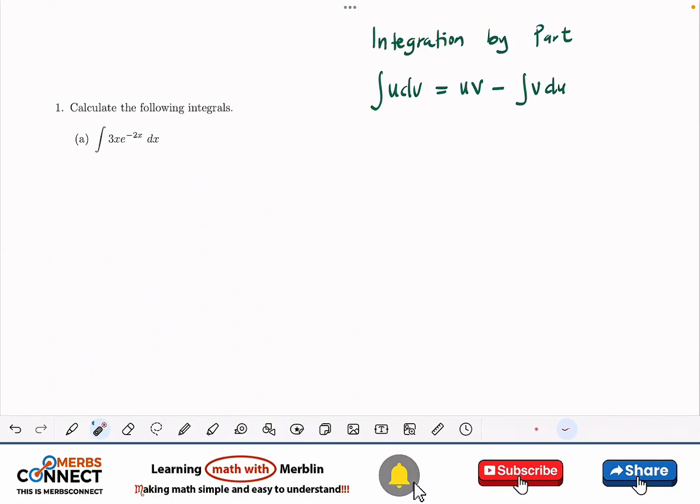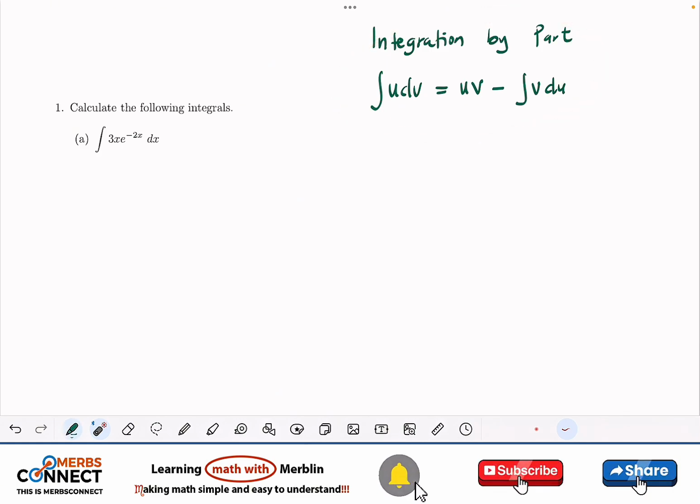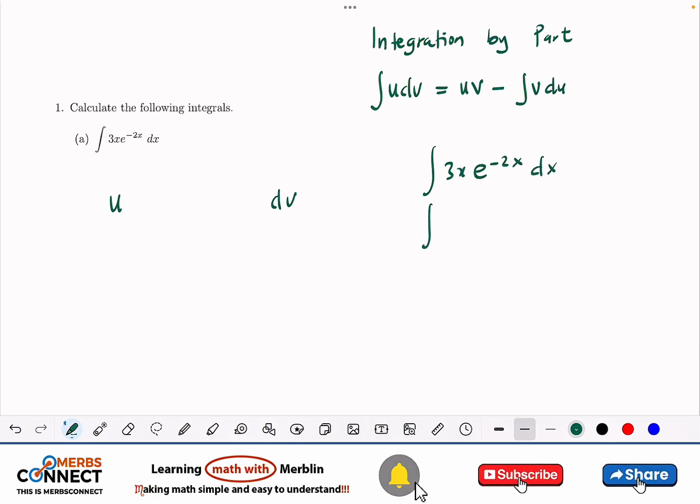In this video, we are going to talk about integration by parts. Let's start. The first one here is we want to compare this to the left here, right? So the idea is, what will be my u and what will be my dv? Very important, because when I compare this to this, let me write them here: the integral of 3x e to the power minus 2x dx, with the integral of u dv.